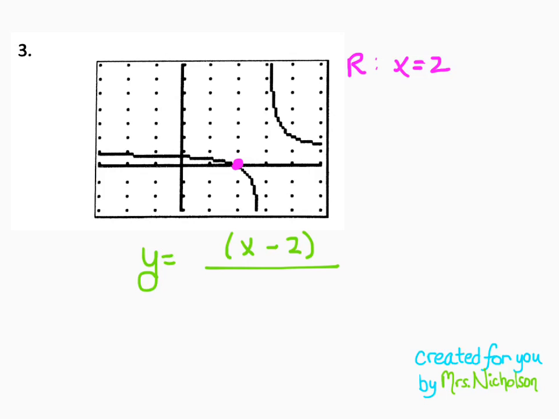It also seems that my graph has, the next thing up would be the asymptotes. And I've got a vertical asymptote here at x equals 3. And so that means in my denominator, I'm going to have the factor x minus 3.